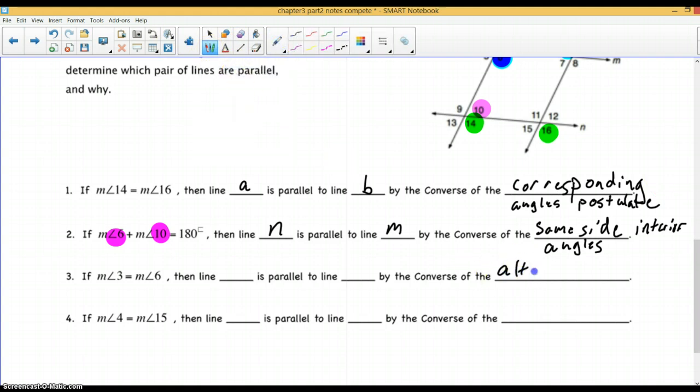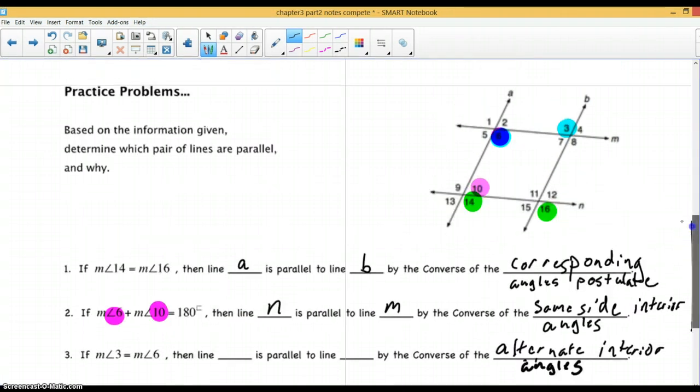And in our setup, we are told that they are equivalent or congruent. And that is enough to satisfy the converse of the alternate interior angles postulate. And that is what allows us to say that lines A and B are parallel in this example.